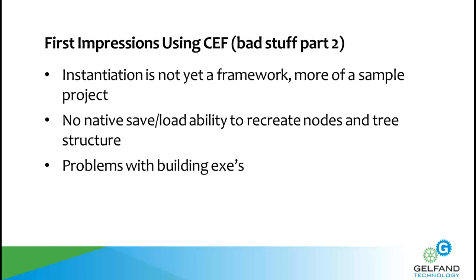Like, you know, Norm, I've used your ESF tool quite a lot, and that's something I'd like to see the instantiation become more of: name my config class, given an optional array of class names, and let it instantiate it for me. I also dislike that there's no native save load ability to create the nodes in the tree structures. I've already talked about it.